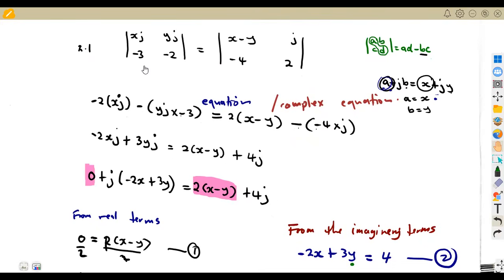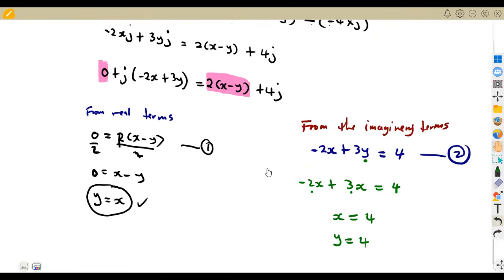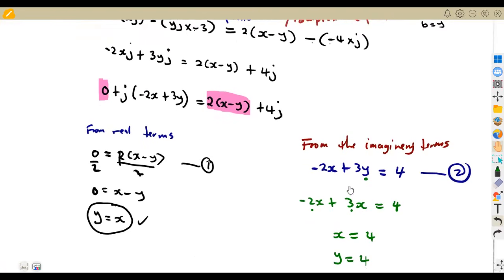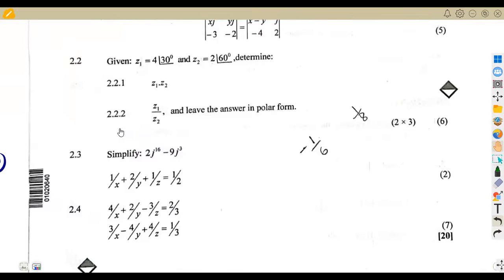And when you're solving your equations, it's about the method that you're going to use, depending on the one that you understand. Are you going to be working with elimination, substitution? That one, it's up to you. All right. But that was a combination of what? Of two things, the determinants and complex numbers. All right. Let's check 2.2.